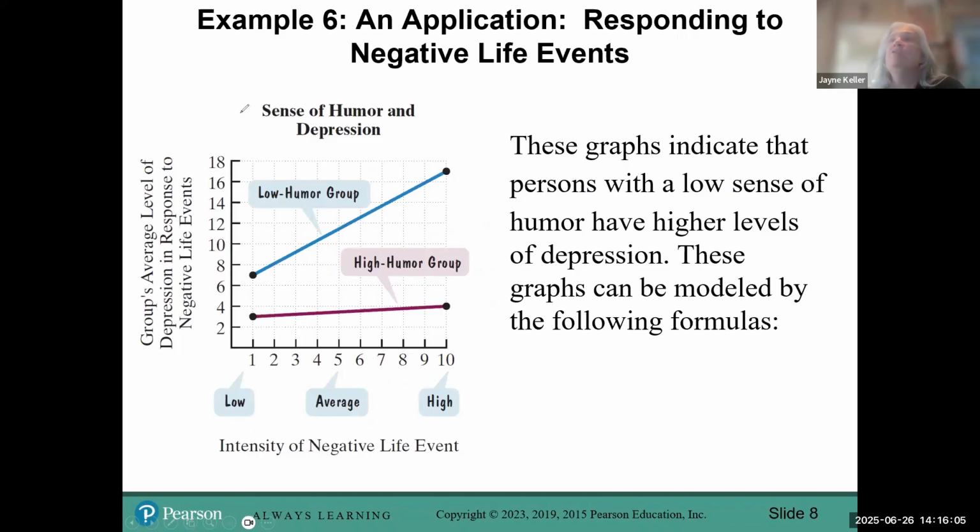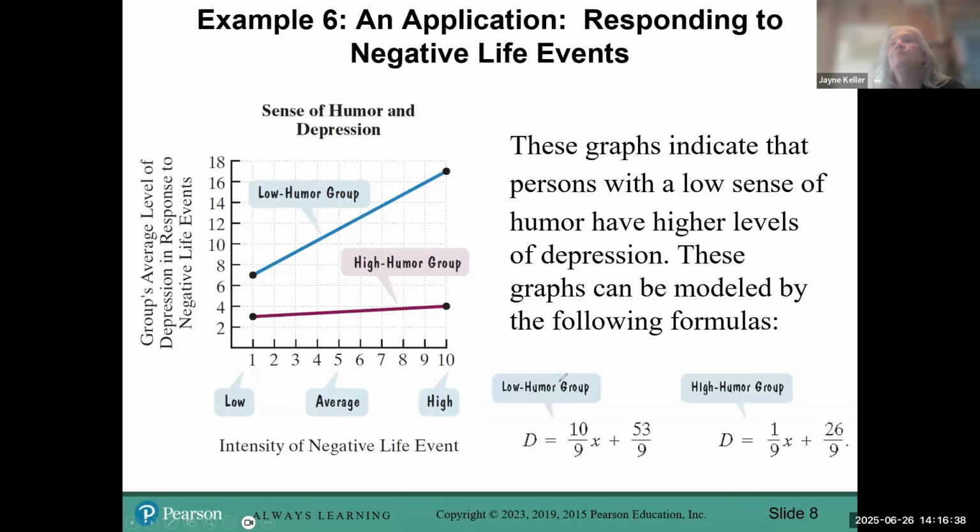We're going to look at an application now. So we have these graphs that are showing, based on the intensity of a negative life event, from a low intensity event with an intensity of 1 all the way up to a high intensity event with an intensity of 10, the average level of depression on a scale from 2 to 18, for groups that have a low sense of humor versus a high sense of humor.